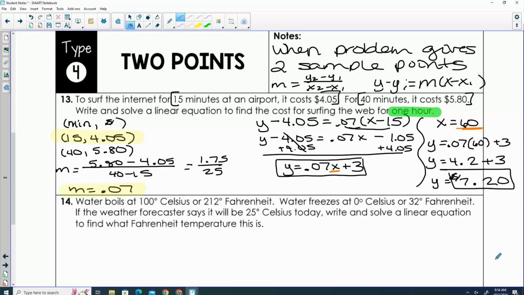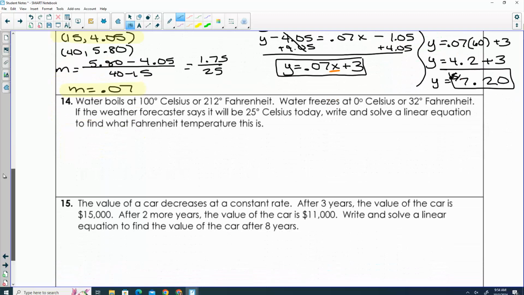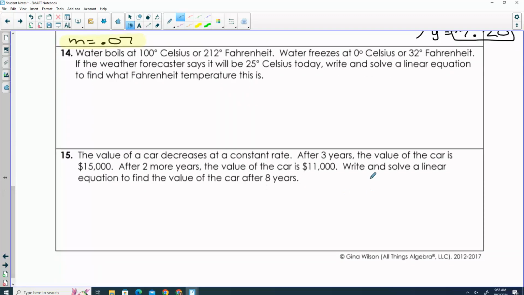So we wrote our equation, and then at the end we had to plug in a value to solve. What questions do you guys have right there? So a little bit longer than the other ones because we had to first find our slope and write our equation. But that's nothing we haven't done before. So using all things we've done before and putting it together in a new problem. Let's do another one.